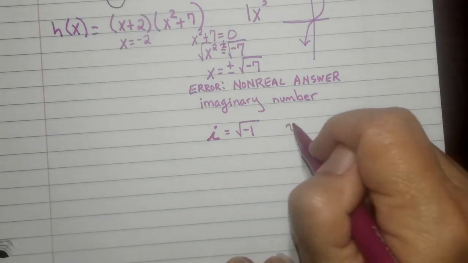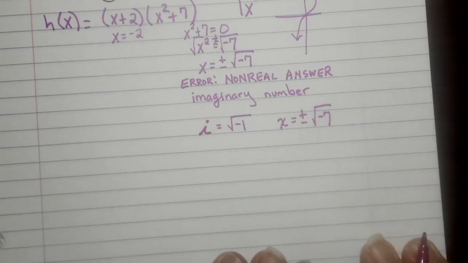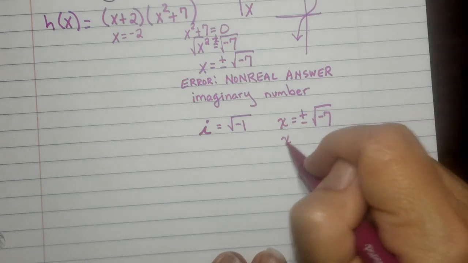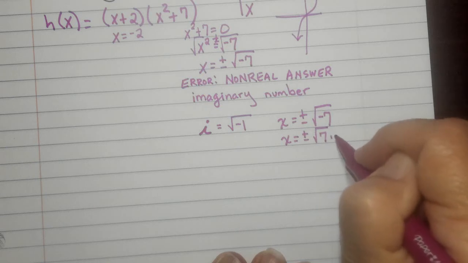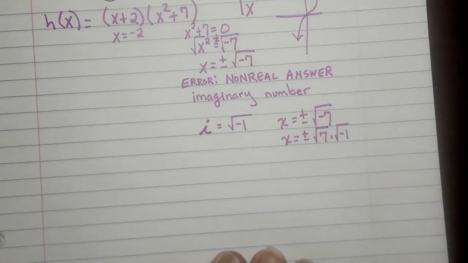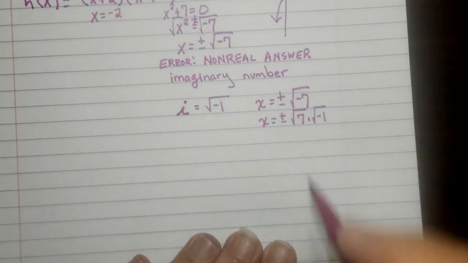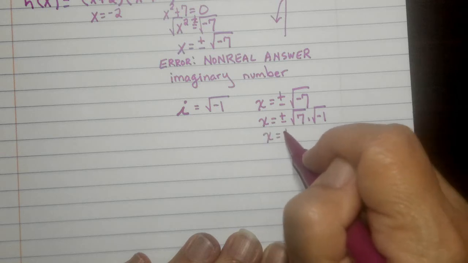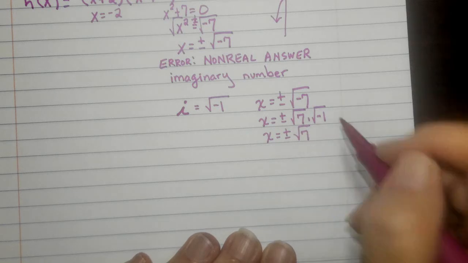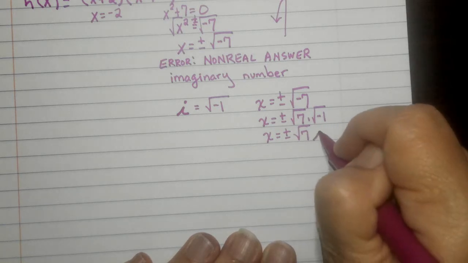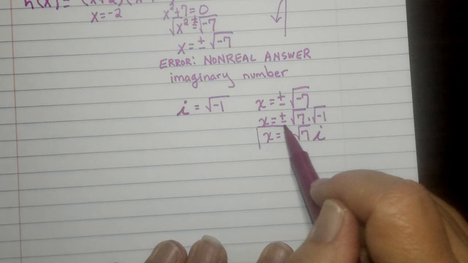So if I have x equals plus or minus the square root of -7, I would handle that simplification by saying, well, that's plus or minus the square root of 7 times the square root of -1. So the square root of 7 is just the square root of 7. I can't simplify that any further. The square root of -1 is i. So these are my other two roots.